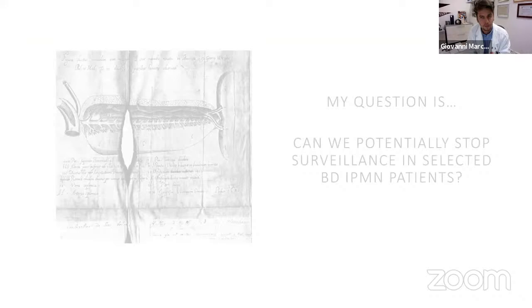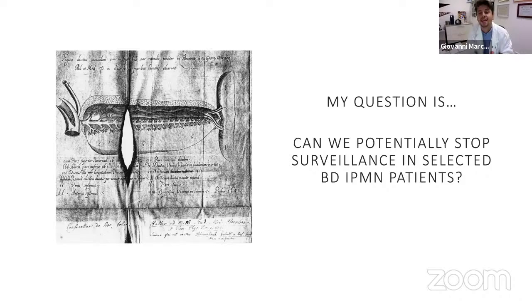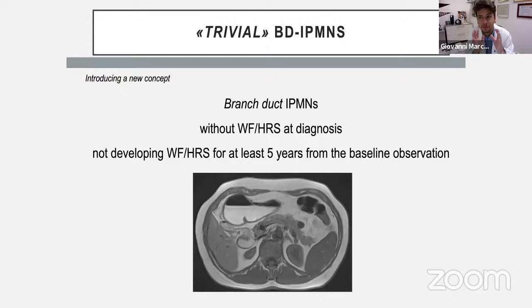So, bad news. And my question, can we potentially stop the surveillance in selected patients, seems to have a no as an answer. But we have a big issue. So why don't we try to look at things in a different way? We introduced this concept of trivial BD-IPMN, which means a branch-duct IPMN without any features of malignancy and which does not develop any feature for at least 5 years.